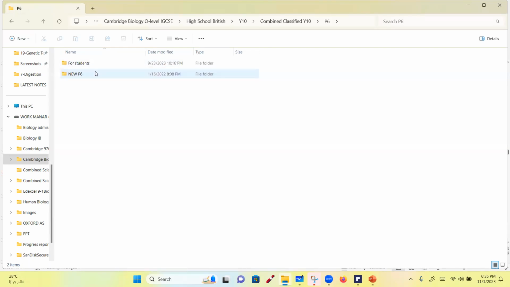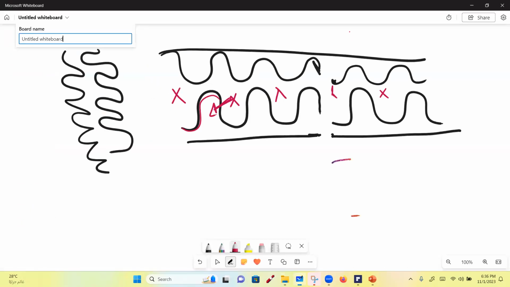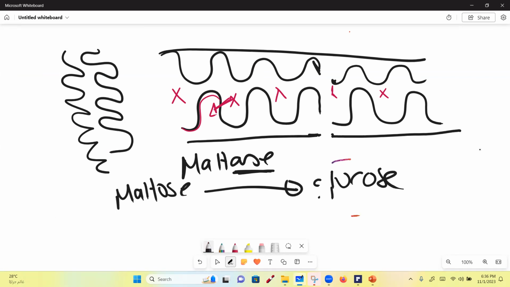Miss, I have a question. Okay, ask me. Can you repeat the enzyme maltase or maltose? Because I get confused in this part. Okay. Maltose is not an enzyme. Maltase is an enzyme. It ends with an ASE. Maltase is an enzyme. It breaks down the sugar maltose into what? Who will help me? Glucose. Very good.